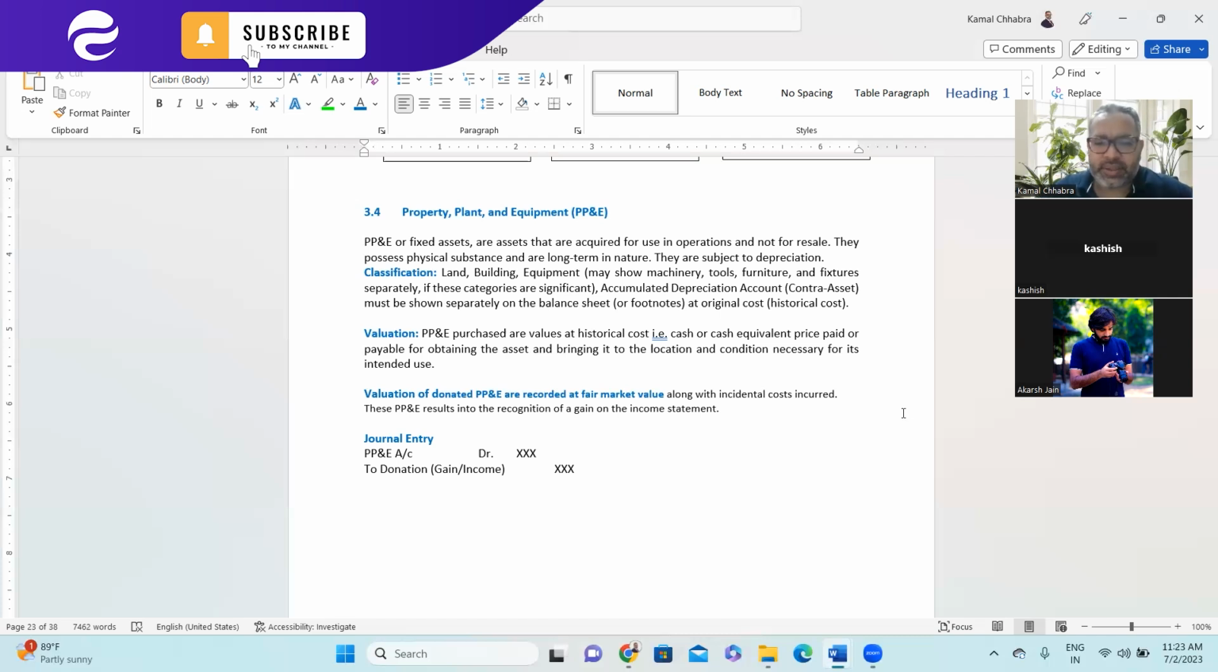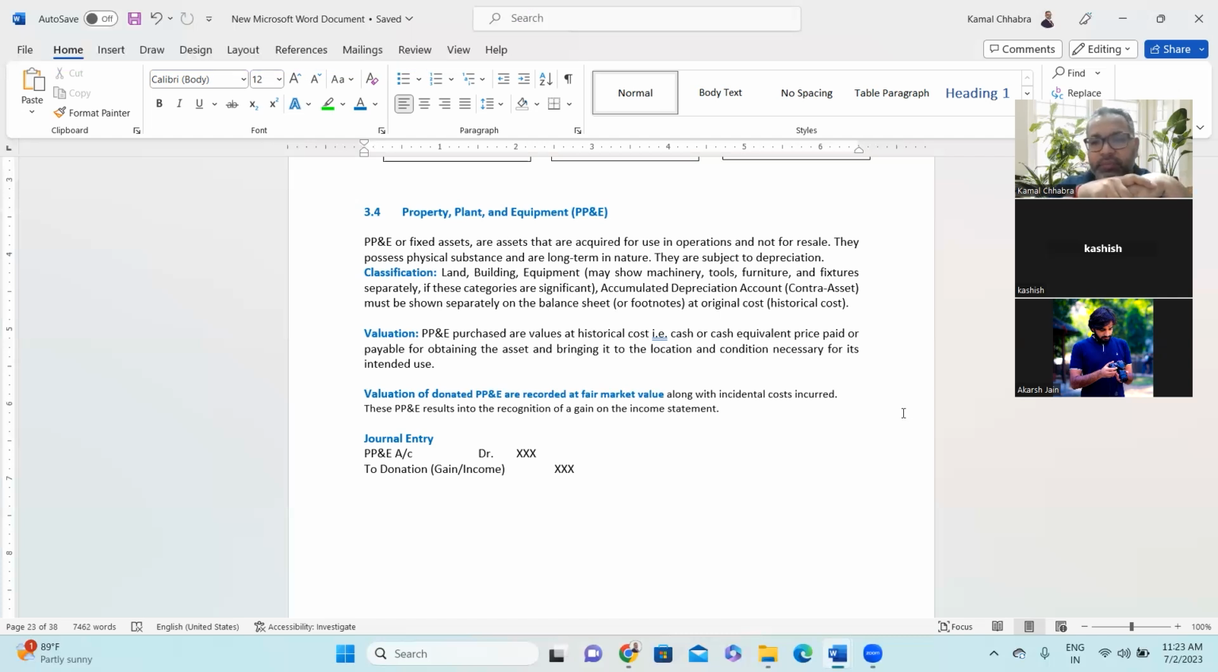So fixed assets are the assets that are acquired for use in operations, not for resale. If you have purchased any asset for resale purposes, then that should not be classified in property, plant and equipment. Rather, it should go in inventory. Right? Yes, sir. Clear. They possess physical substance and are long-term in nature. They are subject to depreciation.